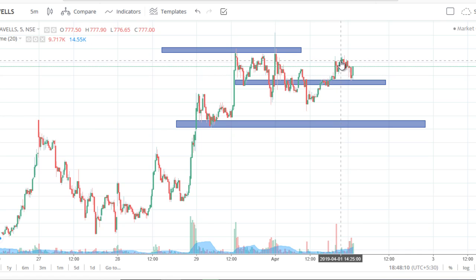So this is how to trade supports and resistances. Trading support and resistance requires a little bit of practice and knowledge. I hope you will read more on support and resistance, and practice. If you have any queries, please post them in the comments.